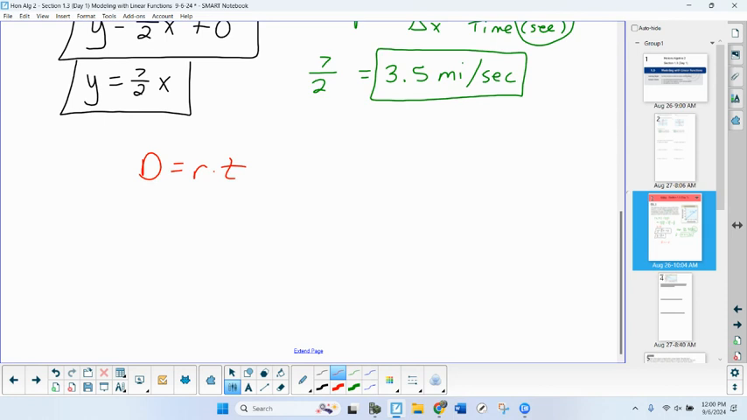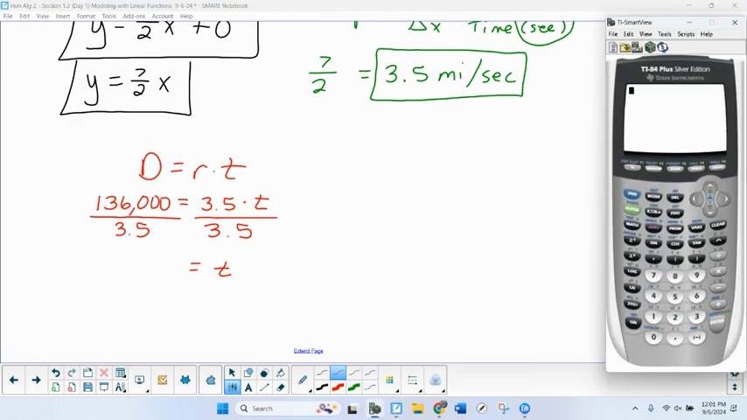So what's my distance? 136,000. What is my rate? Remember, the rate is the same thing as your speed. What is the speed of my asteroid? 3.5 miles per second. And then time is t. So how do I solve this for t? Divide by what? 3.5. Now, when I divide by 3.5, what do I get for t?